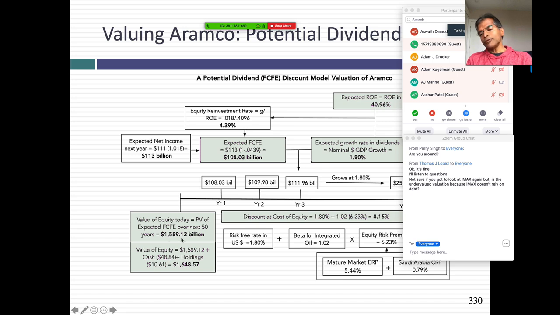The value that I get is very close to what I got before, about 1.65. So with the dividend discount model and the free cash flow to equity model, I'm getting about 1.6 to 1.65 trillion. I'm sorry, it's trillion dollars. Trillion is such a tough word to use. 1.65 trillion dollars. So I almost thought about stopping there.